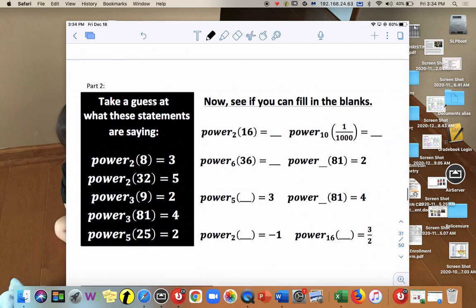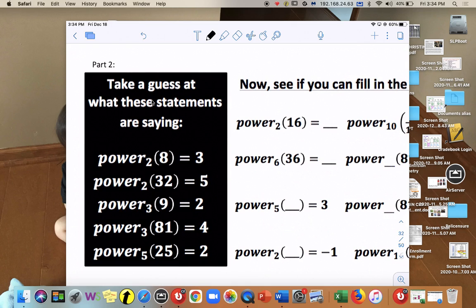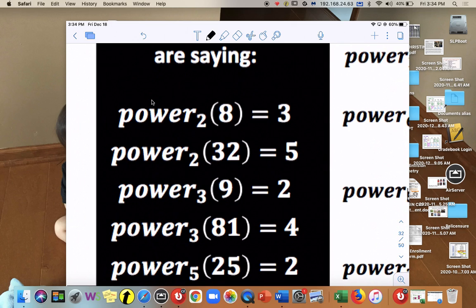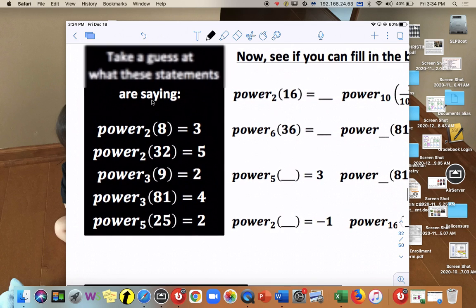Part 2. All right, so now we're going to learn this algebraic way to solve a log. And to do that, we're going to look for patterns of what we notice. So it says, take a guess at what these statements are saying. So we have power 2 of 8 equals 3, power 2 of 32 equals 5, power 3 of 9 equals 2, power 3 of 81 equals 4, and so on. So see if you can find a pattern.